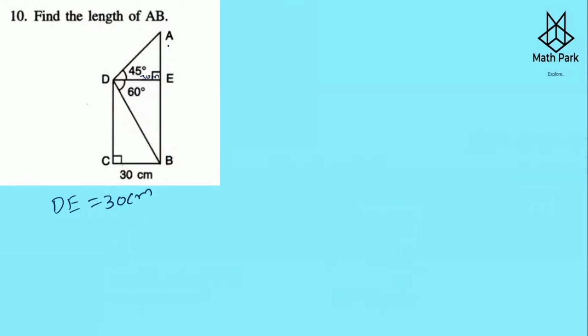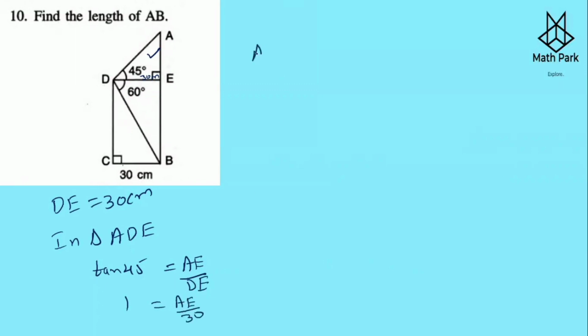You are asked to find length AB. So we'll use tan 45 for this triangle. So in triangle ADE, you have tan 45 is equal to opposite, that is AE, upon adjacent, which is DE. So you get tan 45 is 1, equal to AE upon 30. So this is how you get AE is equal to 30 centimeter.